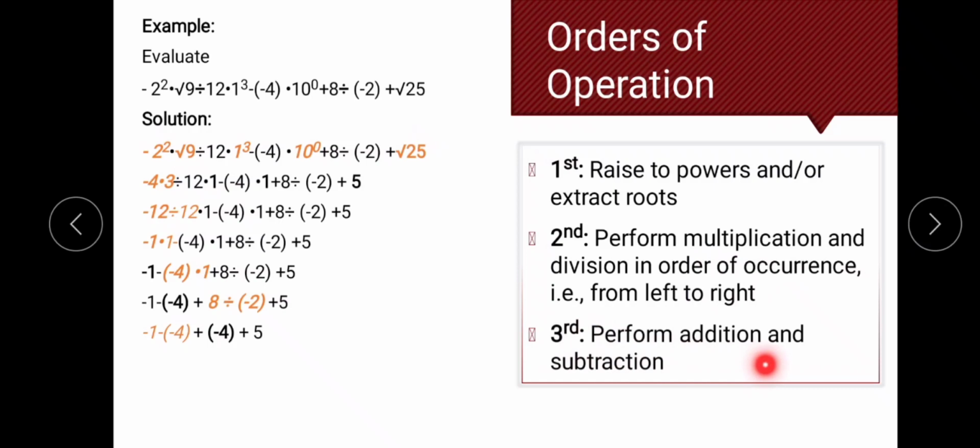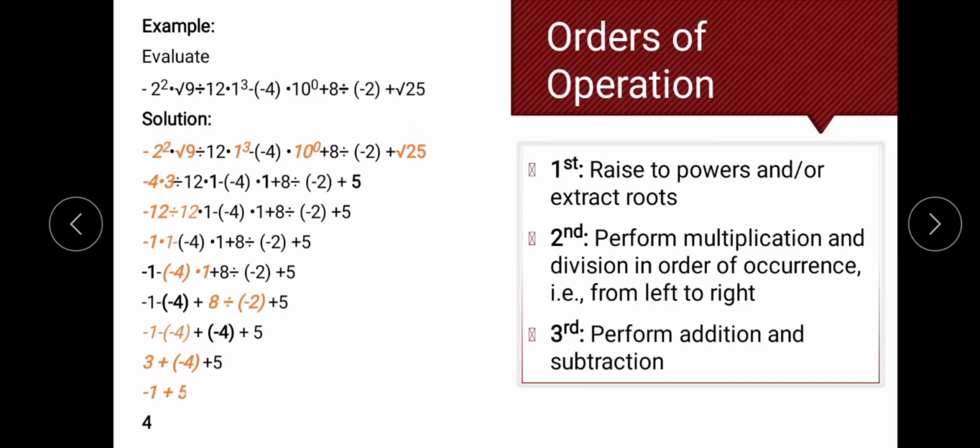So we'll now perform addition and subtraction. So let's first have negative 1 minus negative 4. So that will give us positive 3. And then we're now going to add 3 and negative 4. So that will give us negative 1, and then don't forget the plus 5 here. So lastly, we'll have negative 1 plus 5. So that will lead us to the final answer equal to 4.